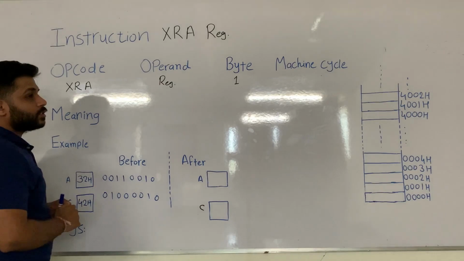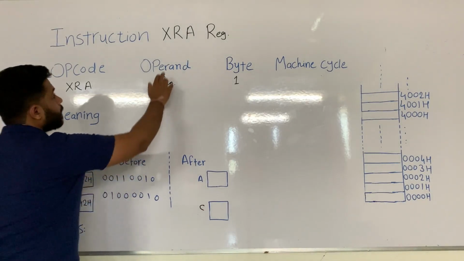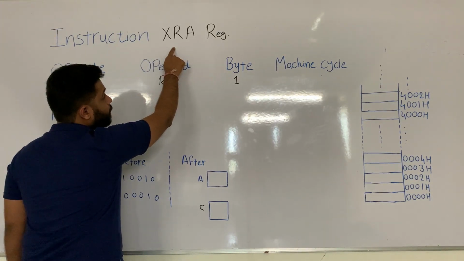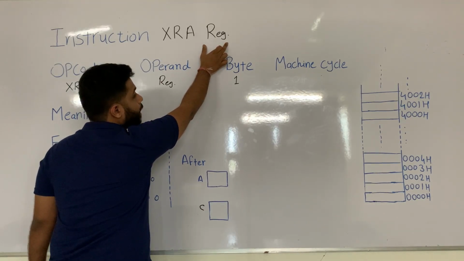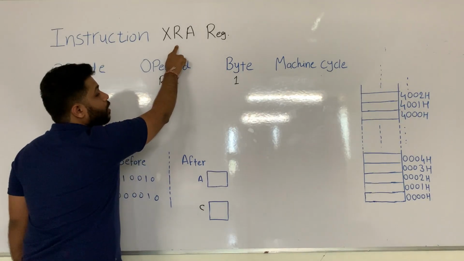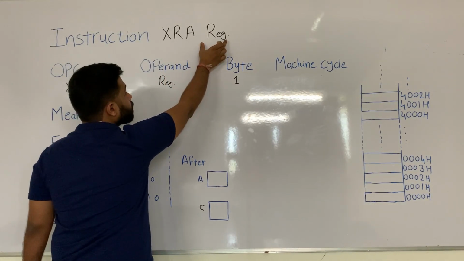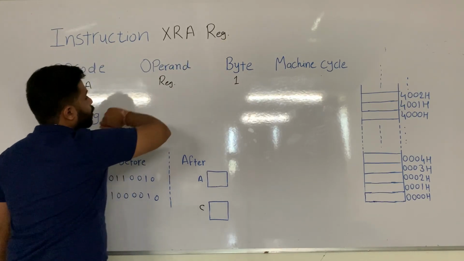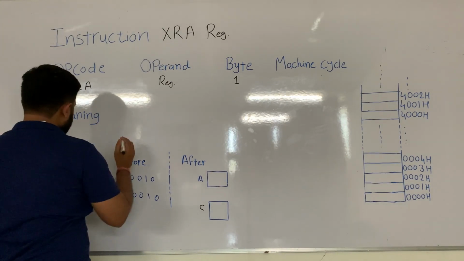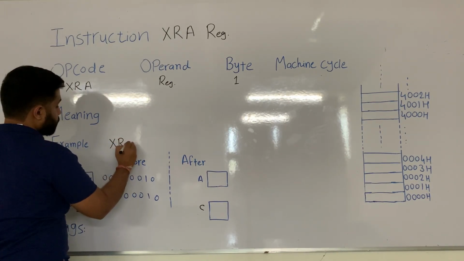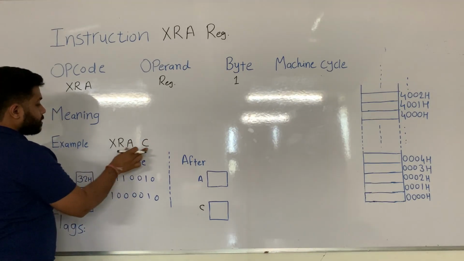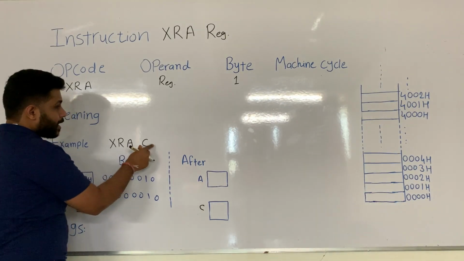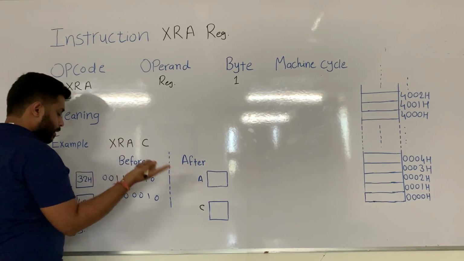Let's first see the meaning of this instruction, XRA register. XRA register means perform logical XOR operation between the content of the register and the accumulator, and the answer will be stored in the accumulator. So let's see one example. Suppose the instruction that we are going to see is XRA C. So XRA C means the XOR operation will be performed between the content of C register and the accumulator, and the answer will be stored in the accumulator.